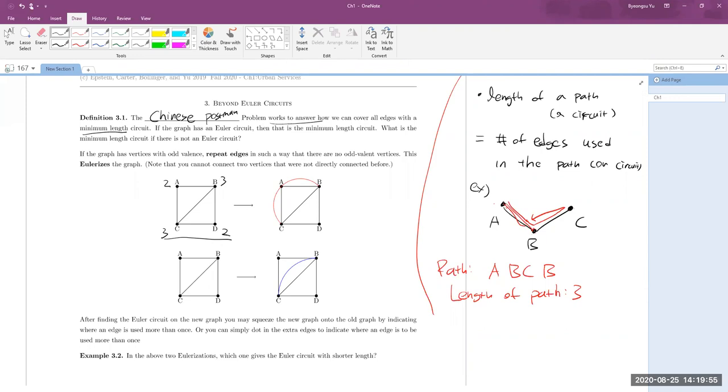To make such a circuit, just add some edges, for example these red edges from A to B and A to C. Then the degree of A is 4, B is 4, C is 4, and D is 2, right? Now you don't have odd degree vertices anymore, so every vertex has even degree, and there is an Euler circuit. Does it make sense? Okay. But as you can see, there is more than one way to Eulerize a graph, so see the next graph.